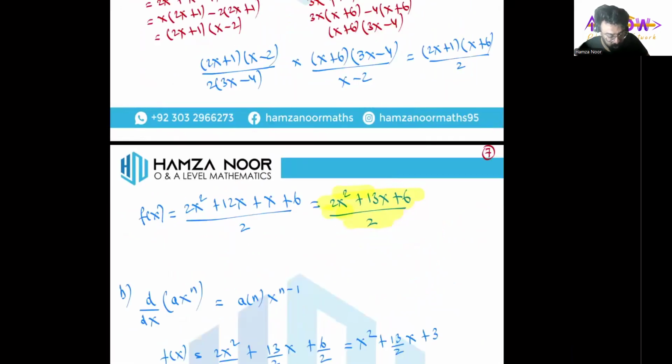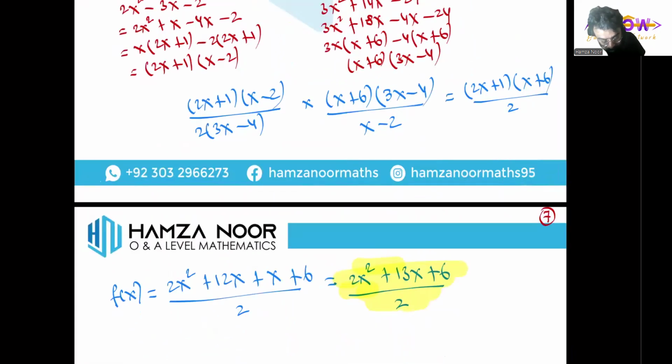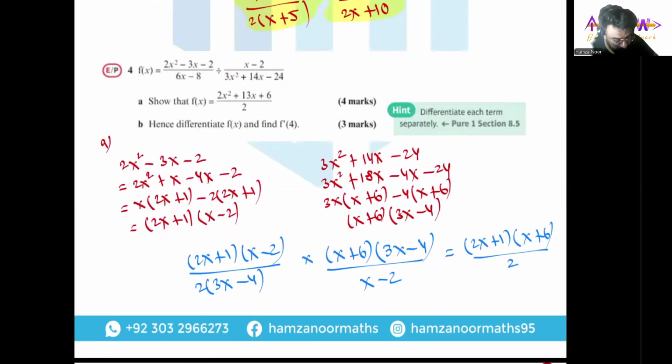All right. So 2x into x, this will give you 2x squared. Then 2x will be multiplied by 6, so this will give you 12x. Then 1 multiplied by x, this will give you x. And then 1 multiplied by 6, this will give you 6. So 2x squared plus 12x plus x plus 6 completely divided by 2, meaning 2x squared plus 13x plus 6 completely divided by 2. In this way, you have shown part A.